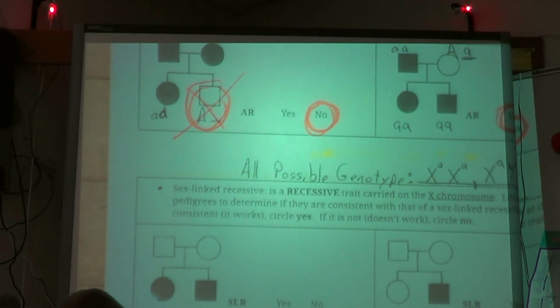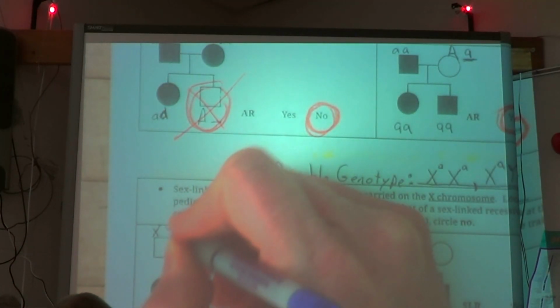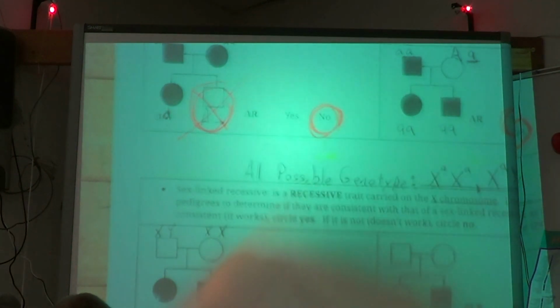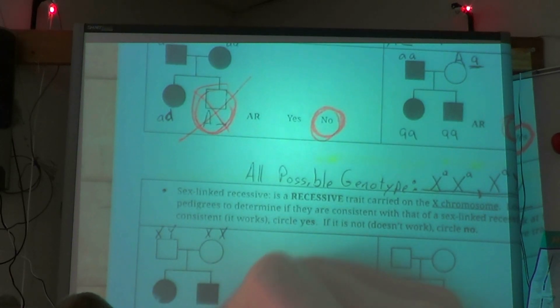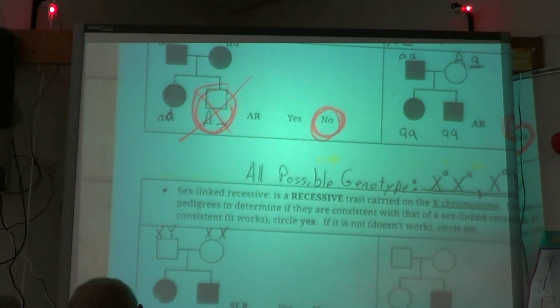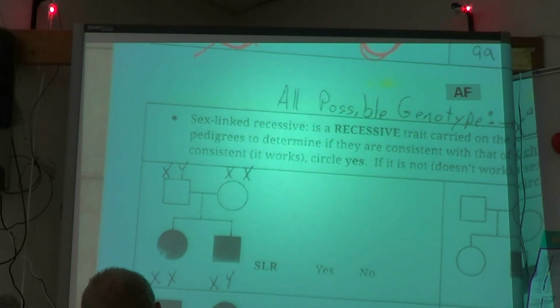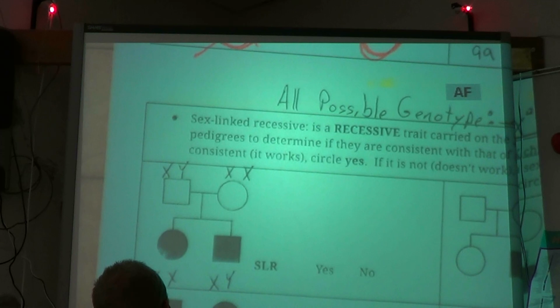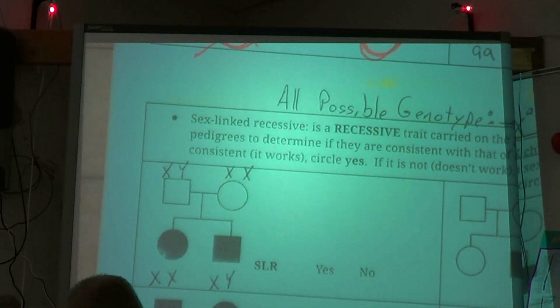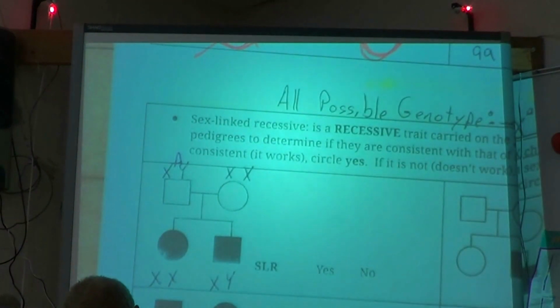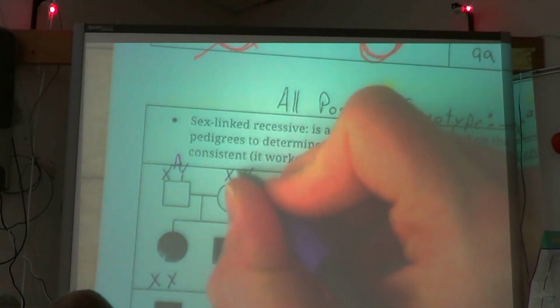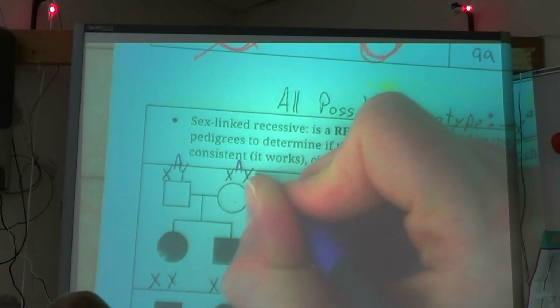So when I look at sex-linked traits, now the males versus females matter. I start by filling in the sex chromosome. That's the first thing I do. I fill in the circles being XX and the squares being XY. Okay, so that's where I start. Does this male have the trait? Does dad have the trait? No. So dad must be X big A, Y. Does mom have the trait? No. So she must be X big A, X something.